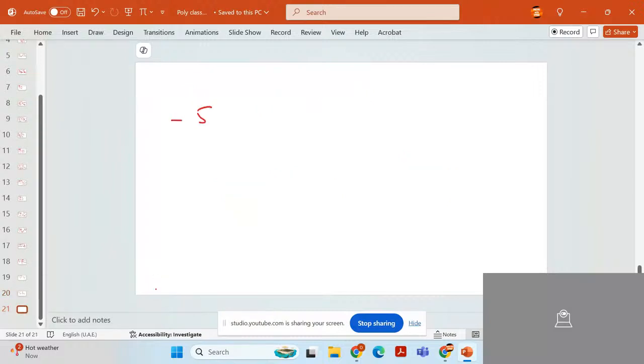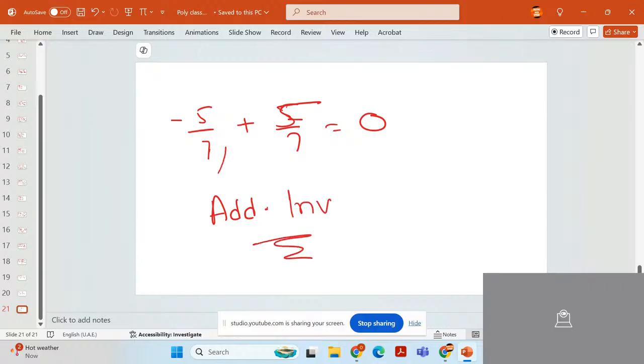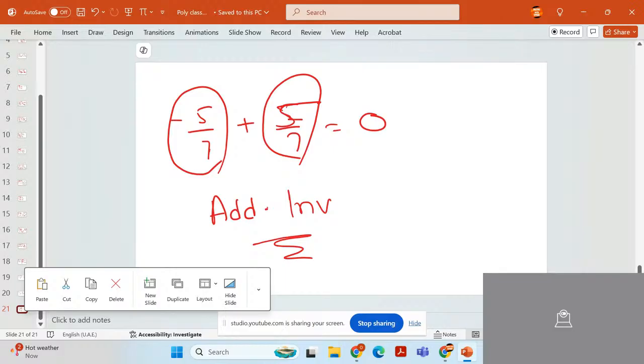Now minus 5 by 7 plus 5 by 7 is equal to 0. What is this property called as? Additive inverse, because you are adding a negative of two numbers and you are getting 0. So therefore it is called as additive inverse.